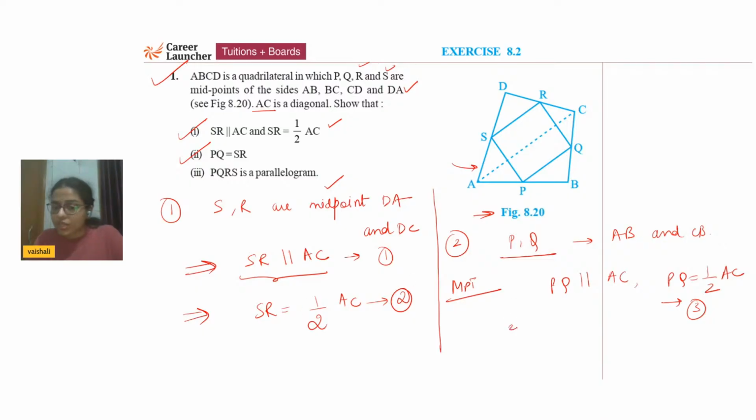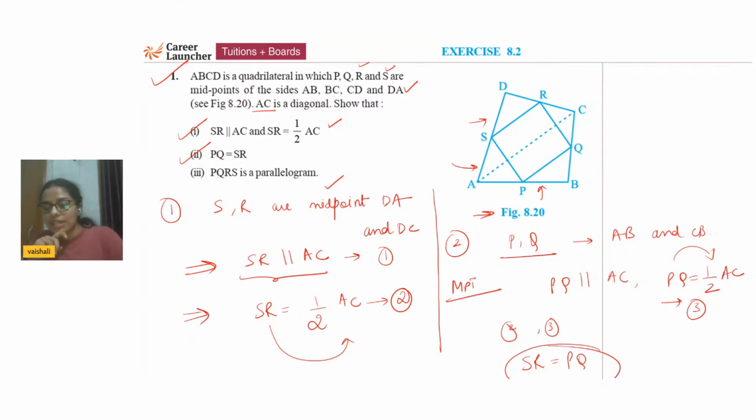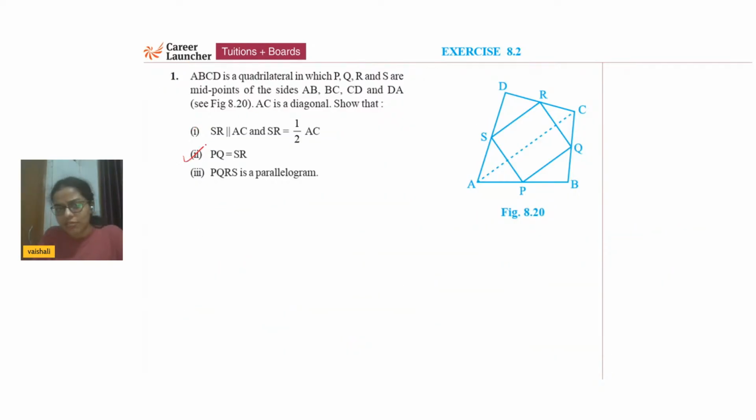Now from 2 and 3, can I say if my SR is half of AC and PQ is half of AC, my SR must be equal to PQ. है ना? And this is what is to be proved in my second point. Second point में मुझे यही prove करना है कि ये दोनों जो लेंथ हैं SR and PQ, ये दोनों equal हैं एक दूसरे के.